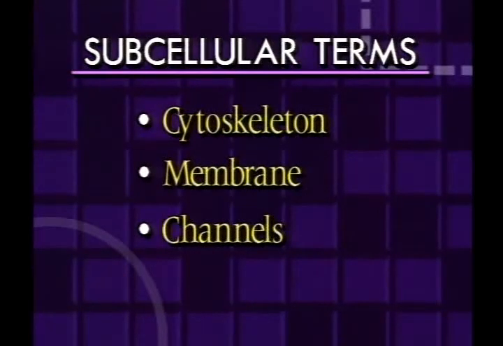Cytoskeleton is important because some scientists believe that it is an abnormality of the production of this cytoskeleton that may lead to Alzheimer's disease. In addition, there is the membrane, this outer lipid skin of the nerve cell, in which most of the electrical activity is transmitted.